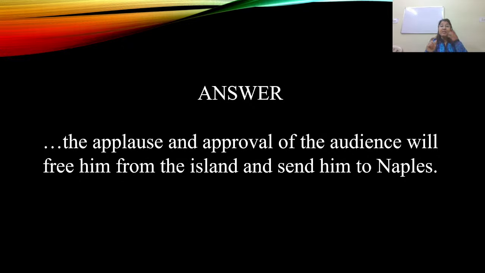You may answer it, but yes, the point, what is the point? He wants the audience to approve, applaud him because he wants to be free. So children may write it like, because he wants to be free from the island, because he wants to return to Naples, because he has completed his task of taking his revenge, he has forgiven his enemies, and now he wants to return to his dukedom Milan. So children may write it in their own way. But if the sense is the same, then you will definitely be given marks.